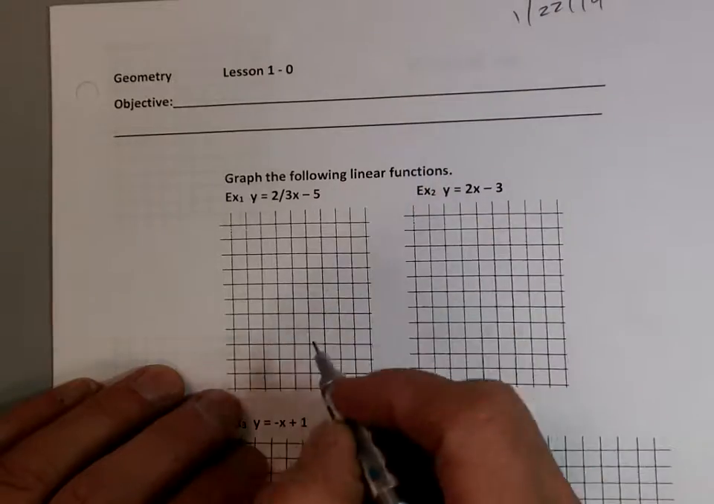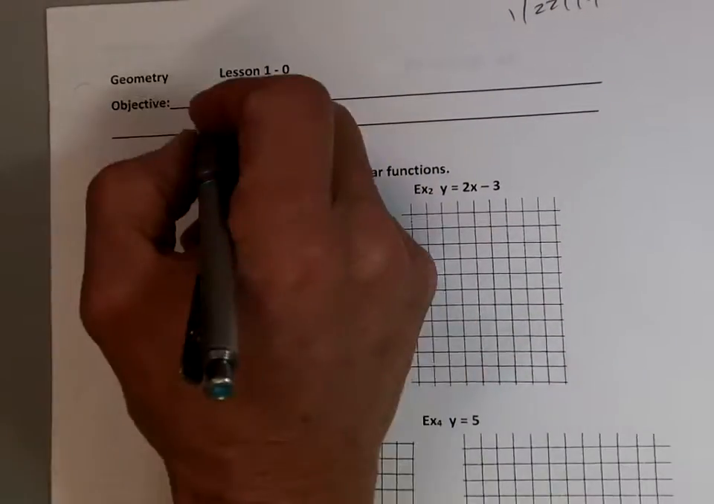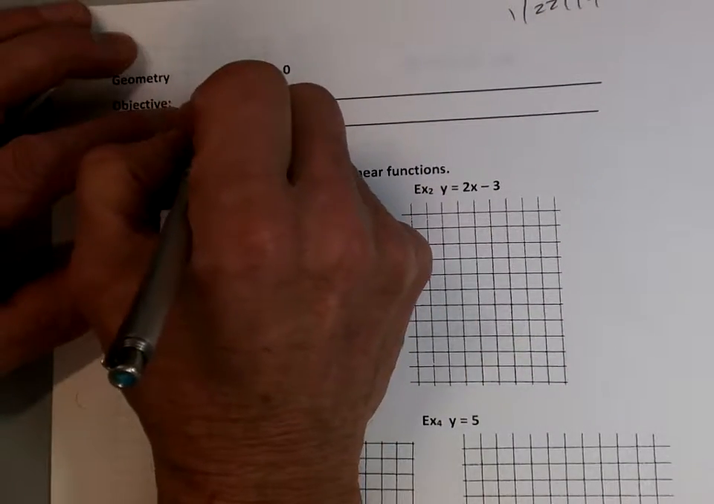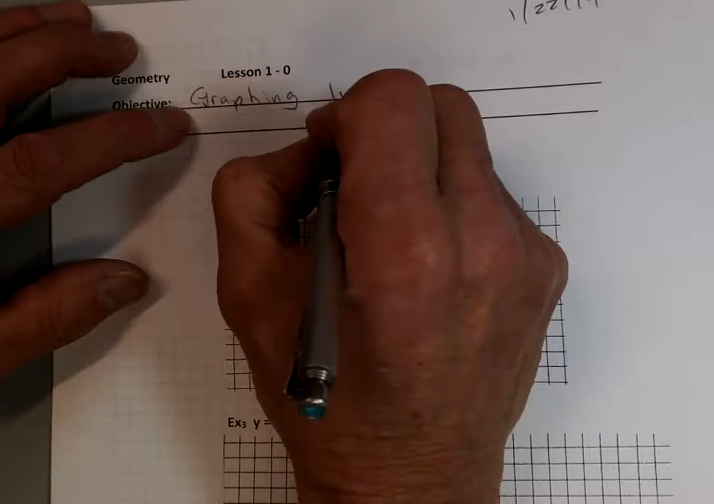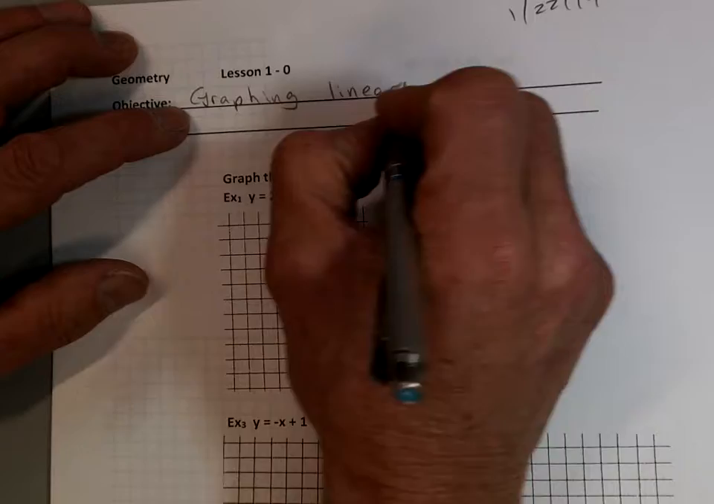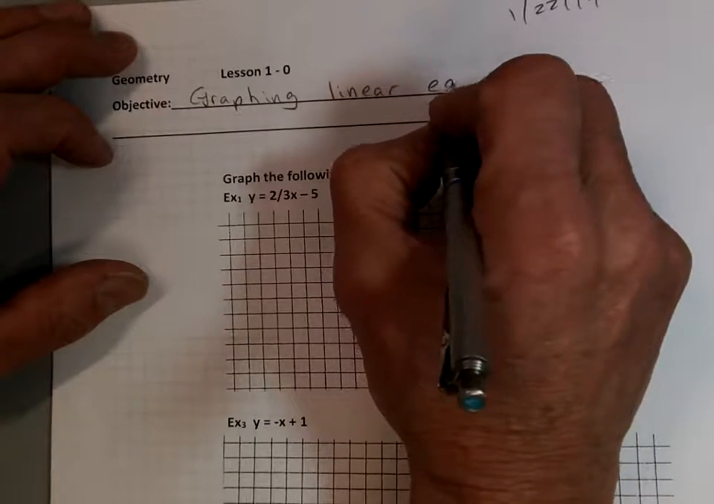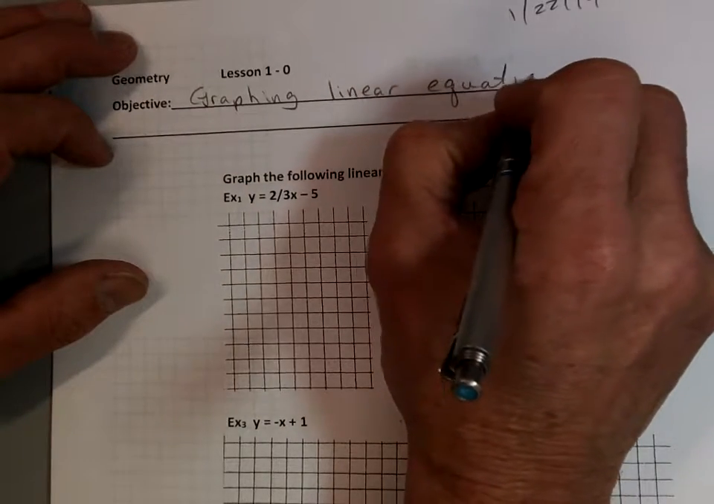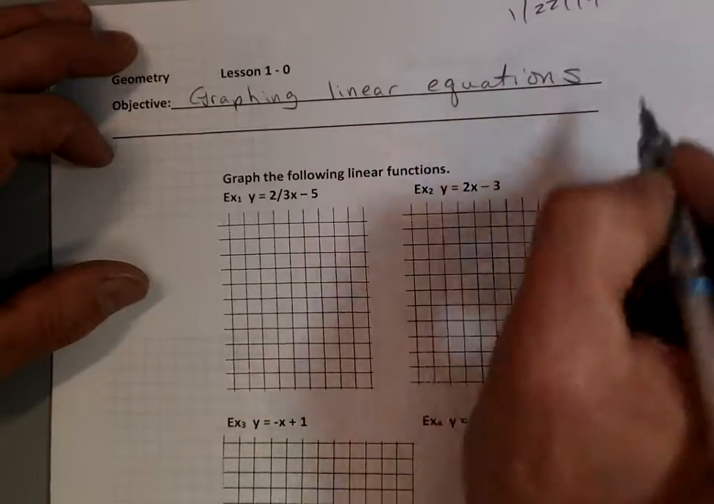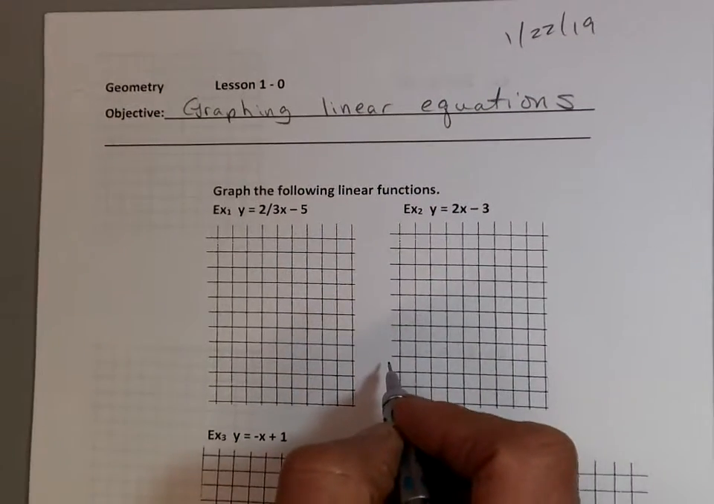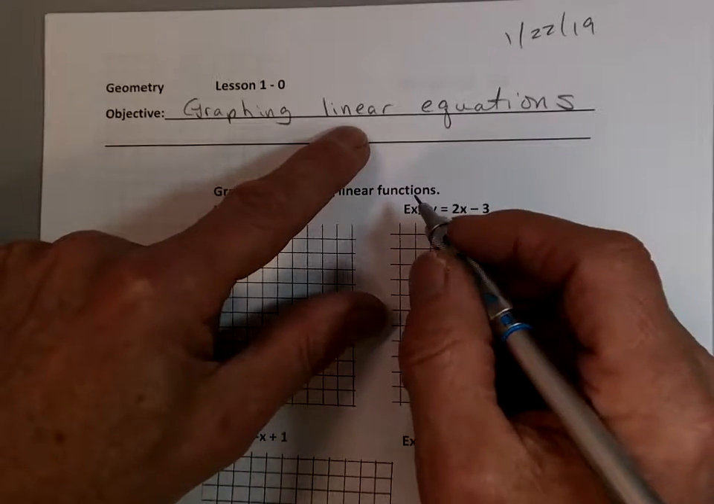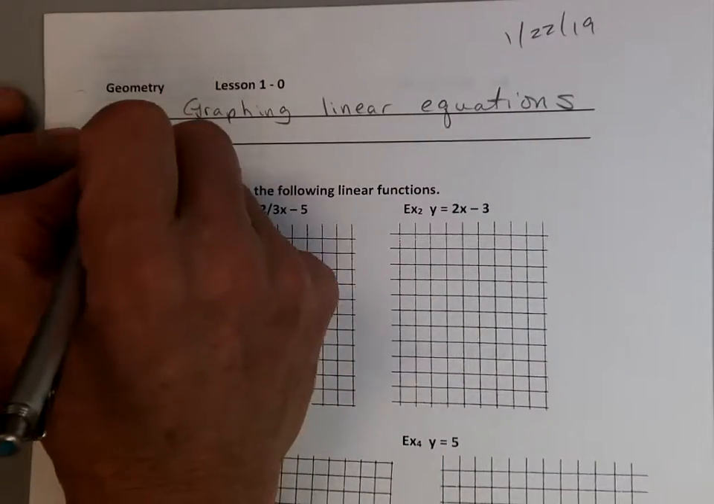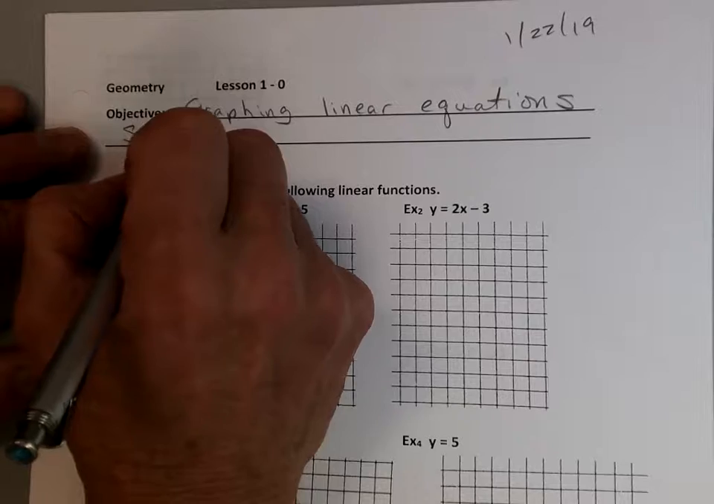Okay, so our objective today is graphing linear equations. In math, linear means line, so it's really going to be straight lines.